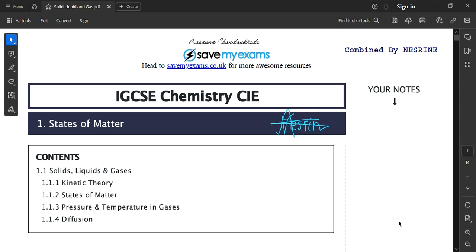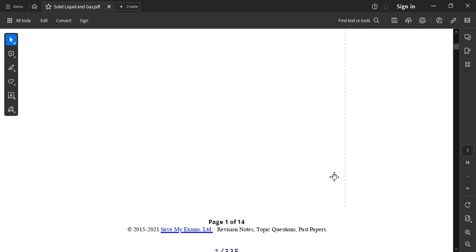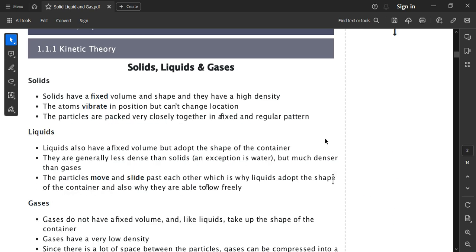Today we'll be looking at IGCSE Chemistry, CIE, Chapter 1, States of Matter. We'll be looking at solids, liquids, and gases, kinetic theory, the states of matter, pressure and temperature in gases, and diffusion. So let's start. Okay, let's go. Solids, liquids, and gases.